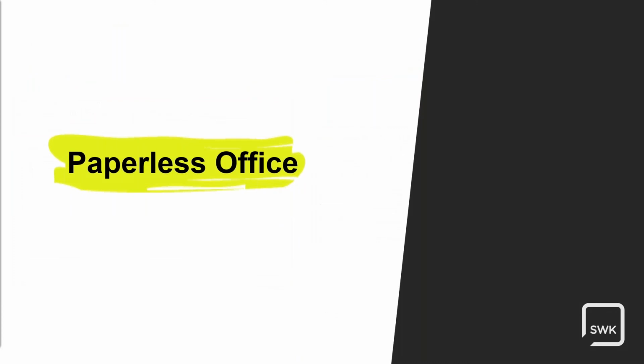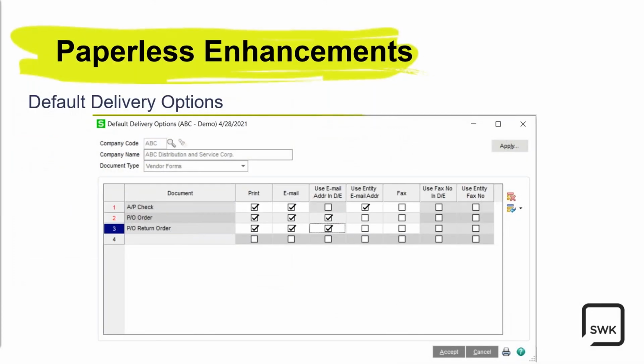We have quite a few changes in Paperless Office, so let's review those. A Paperless Office default delivery options item has been added to the setup menu. With this, you can define what email addresses to send to for each document, rather than by assigning it at each individual vendor or customer level. So this could save some time if you set up all your vendors and customers in the same manner. Once you have these defaults set, when you go into a customer or vendor Paperless Office options, it will default to these, but you could change that if an individual vendor or customer needed something different.